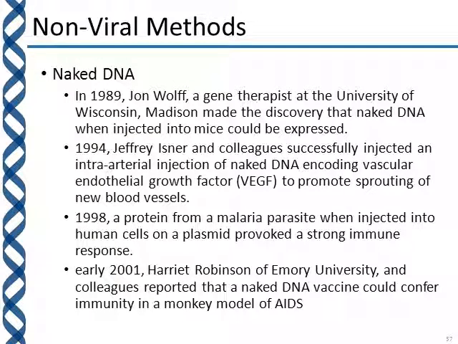In 1998, a protein from a malaria parasite, when injected into human cells on a plasmid, provoked a strong immune response. And then in early 2001, Harriet Robinson of Emory University and other colleagues reported that a naked DNA vaccine could confer immunity in a monkey model of AIDS.